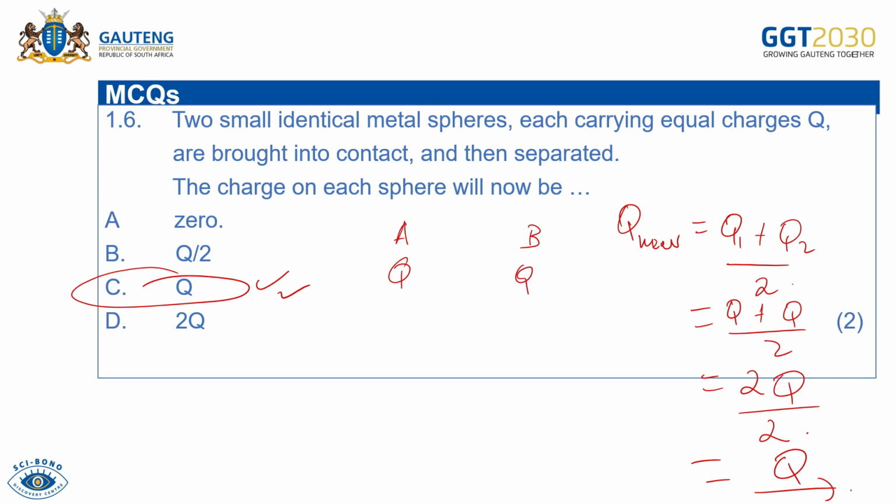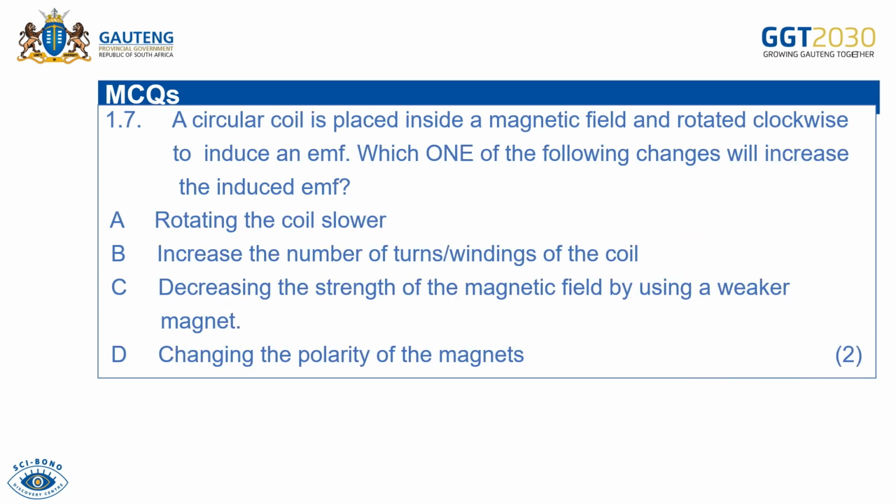from a sphere with excess electrons to a sphere with the shortage of electrons, until these two spheres have the same charge, then they will repel. After repelling, they will have the same charge. And how do we calculate that new charge on each sphere? It is Q1 plus Q2 over 2. Then we'll get the charge on each sphere after they were brought into contact. Right, let's move to 1.7.